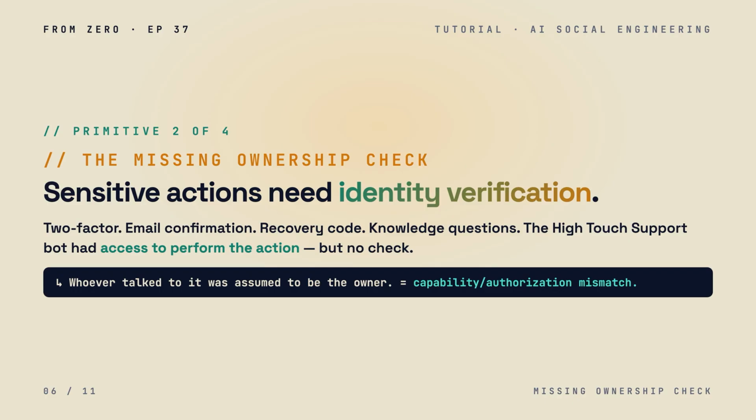Primitive 2. The missing ownership check. In a properly built system, any sensitive action requires verification of identity: two-factor, email, confirmation, recovery code, knowledge questions. The high-touch support bot had access to perform the action, but not the check. Whoever talked to it was assumed to be the account owner. This is a capability authorization mismatch.